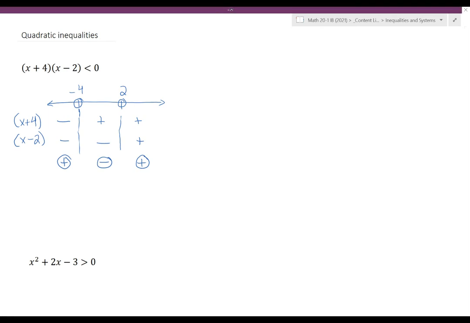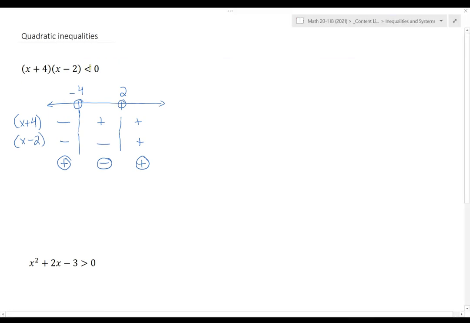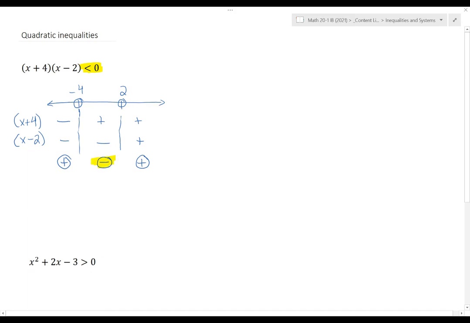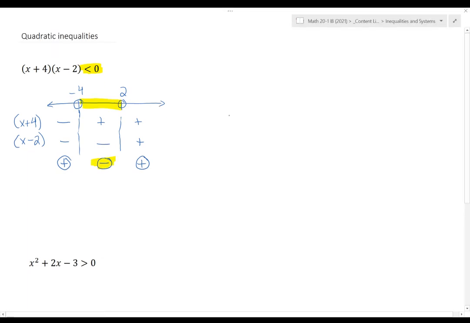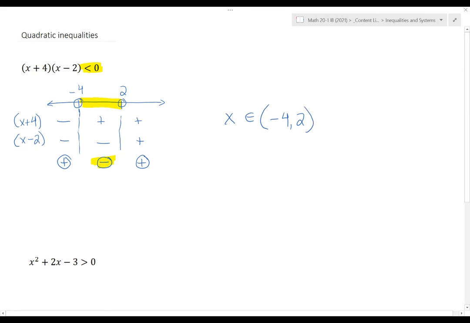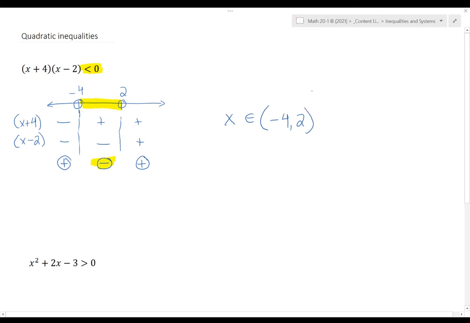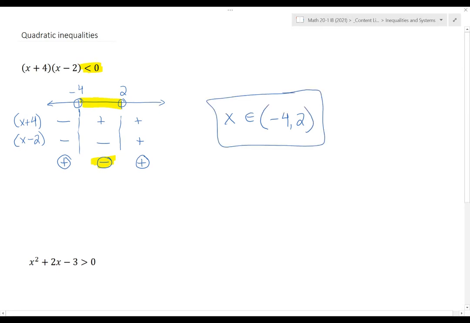I am looking for where the product is less than 0. In other words, where is it negative? So that would be in this interval. That means that my solution is all the values of x in the interval from -4 to 2, non-inclusive of those boundaries. So that would be the solution set. You pick a number in there, and that inequality will be true.